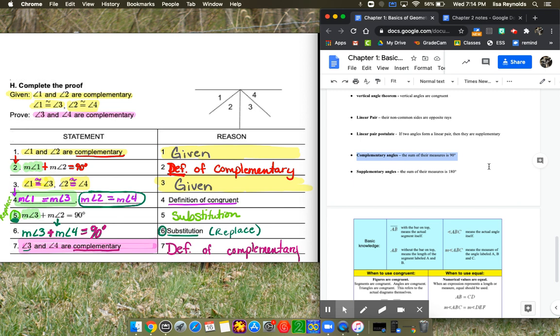So notice that we use the definition of complementary twice. Once when we went from the word to the calculation, and then again when we went from the sum to the word complementary. So definitions work forwards and backwards, so you can use them more than one way.